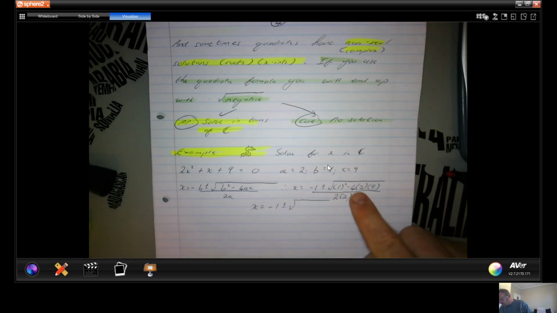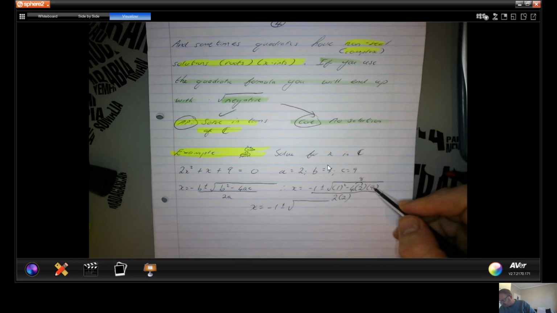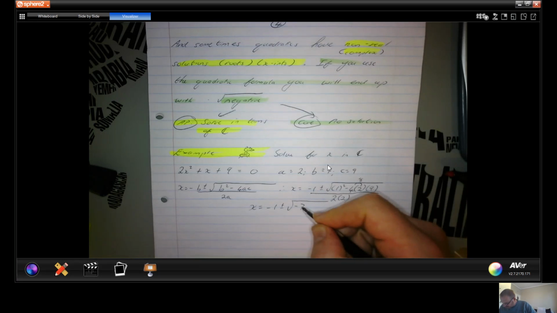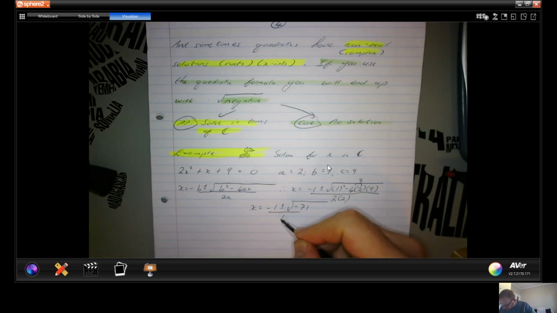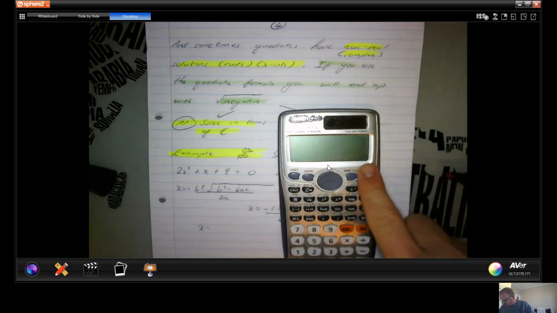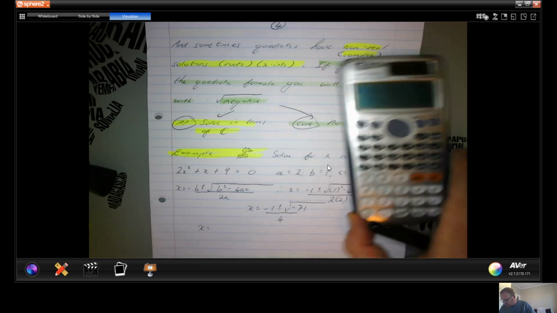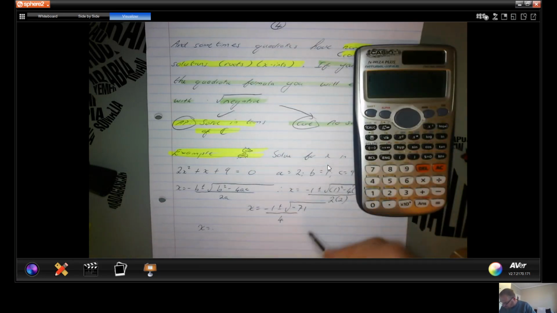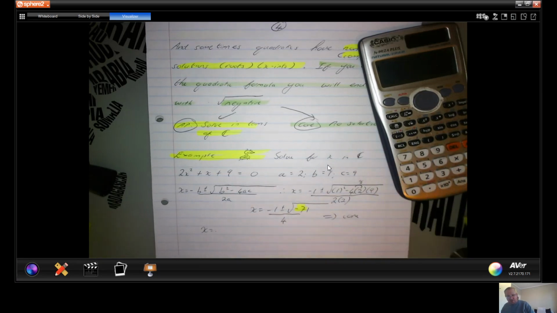Well, if you work this out, you get 1 minus 4 times 2 is 8, 8 times 9 is 72. So you're going to get 1 minus 72, and 1 minus 72 is negative 71, all over 4. So what does it mean? Well, you can check if you want to. If you did the square root of negative 71 in complex mode, you're going to get an error. But in core, at this stage, once you've got a negative under your surd, you'd say, therefore, no solution.